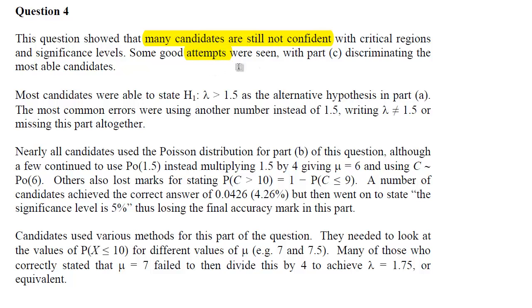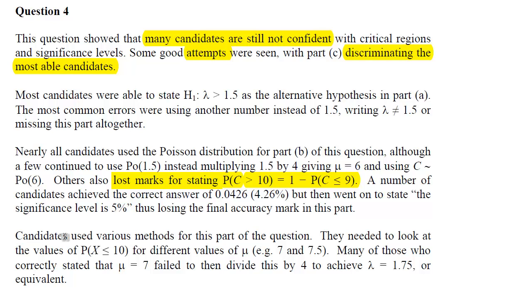Some good attempts were seen with C discriminating the most able candidates. That meant that some people could do B, but they couldn't do part C. Discriminating the most able candidates means they couldn't do it. Now let's see what happened to the most difficult part, question number C.